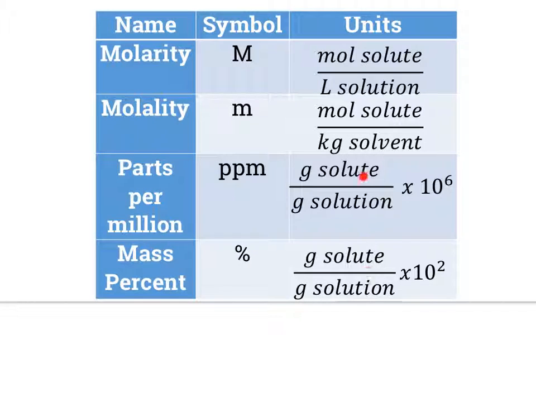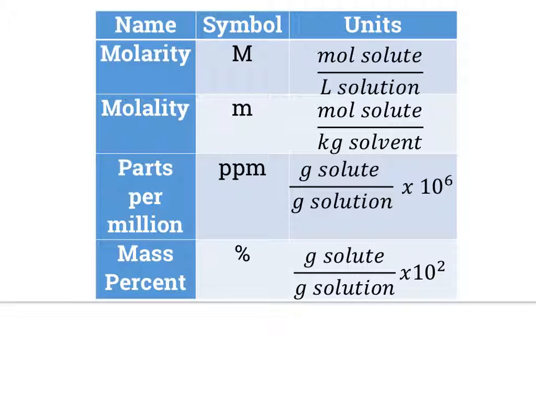Parts per million and mass percent are the same equation. The million, though, we multiply by a million. That's what 10 to the 6 is. Mass percent actually refers to 100, so we multiply all this by 100. But both of them are grams of solute per grams of solution.